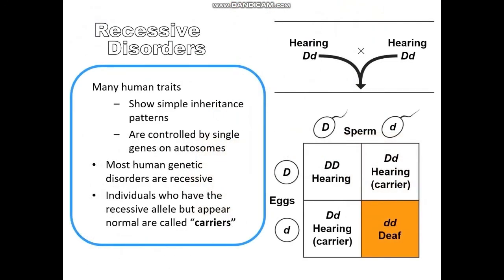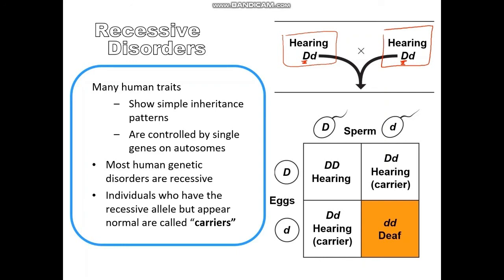Some genetic disorders that are passed from generation to generation turn out to be recessive disorders. So you might have parents who are carriers for a certain disorder. That means that they have this recessive gene, but because they also have a dominant gene, they don't have the disorder themselves. In this case, we're looking at a form of congenital hearing loss, inherited deafness. Both these parents are carriers for this gene, but they themselves don't display these characteristics.